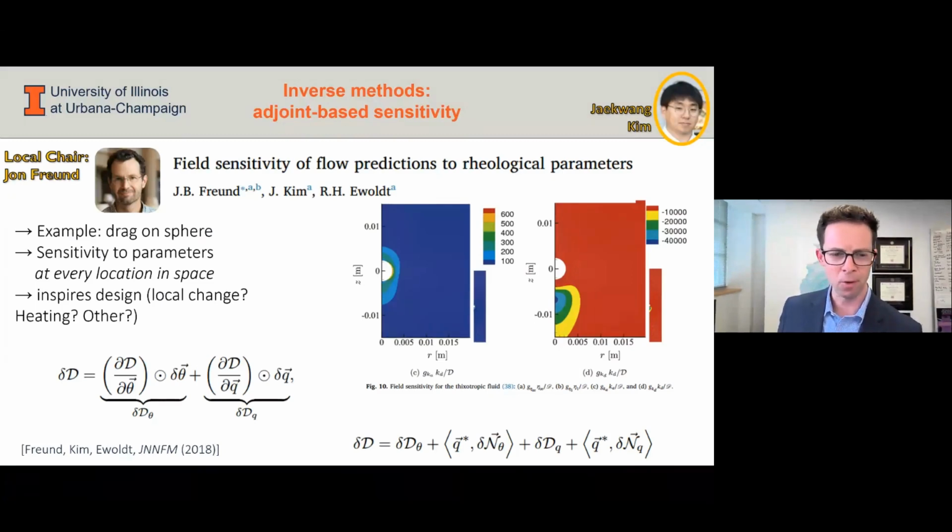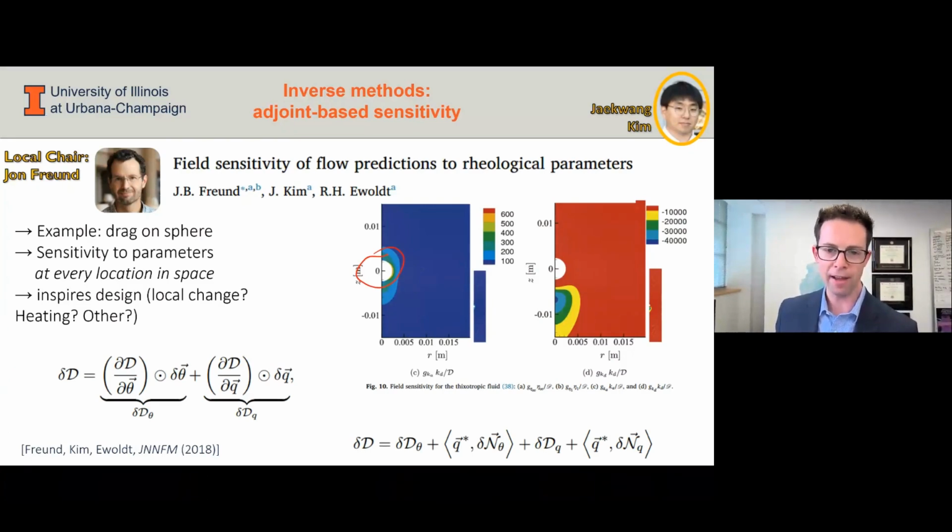I'll just show a couple more examples, just one slide, touch points on some things. This gives me an excuse to mention the local chair, John Friends. He and I collaborated on this paper with student Jaekwon Kim. To think about using adjoint-based sensitivity methods to say, how does some quantity of interest, for example, here I have a sphere that's inside of a thixotropic shear thinning fluid.